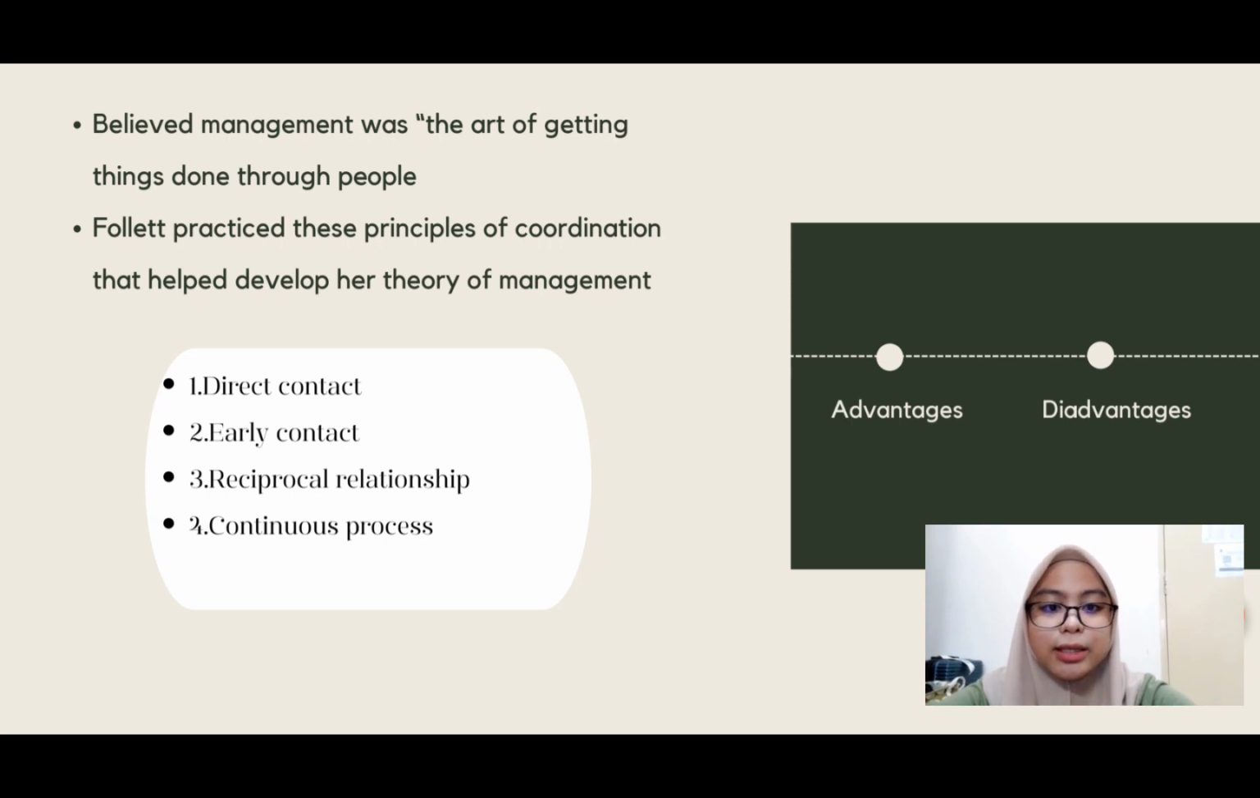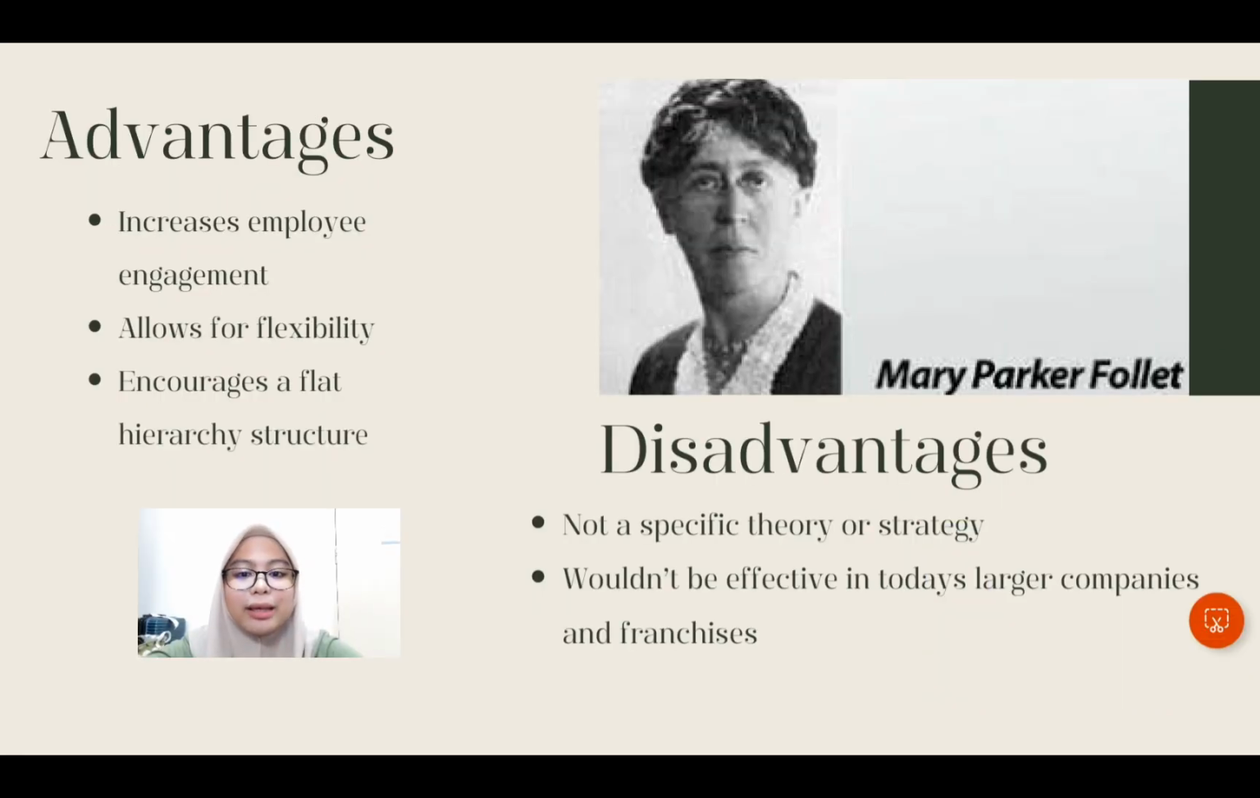Follett practiced these principles of coordination that have developed her theory of management. First, direct contact. Secondly, early contact. Thirdly, reciprocal relationship. And the last one is continuous process. First one, increase employees' engagement. Follett's principle motivates employees to increase their engagement and loyalty to an organization by establishing ownership and responsibility for success with each level of a hierarchy. So, they will be more productive.